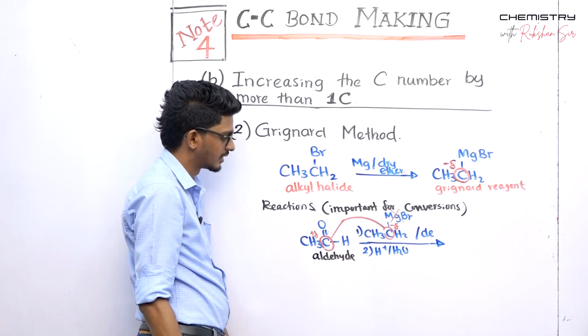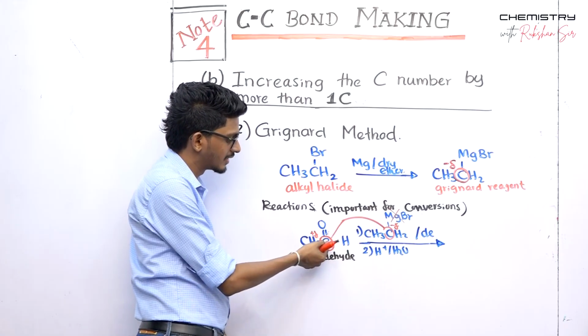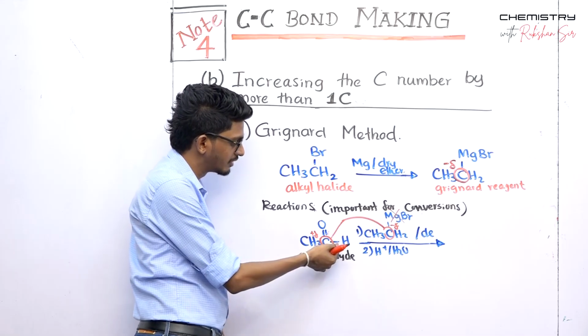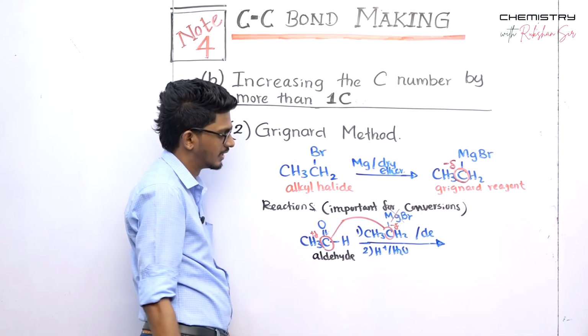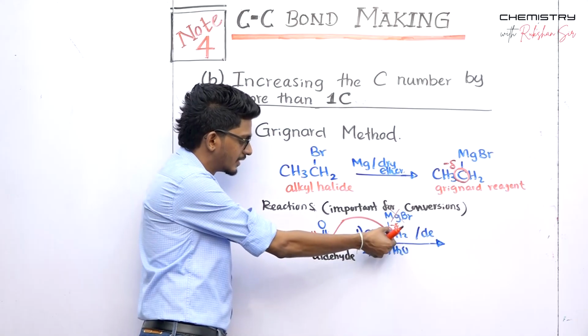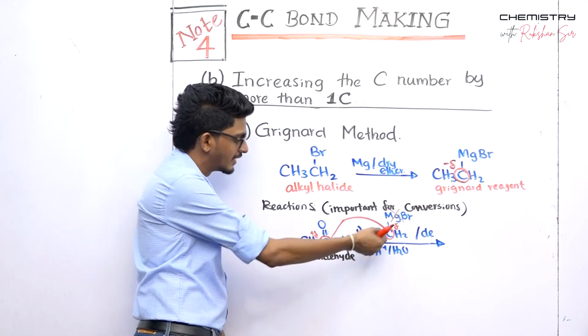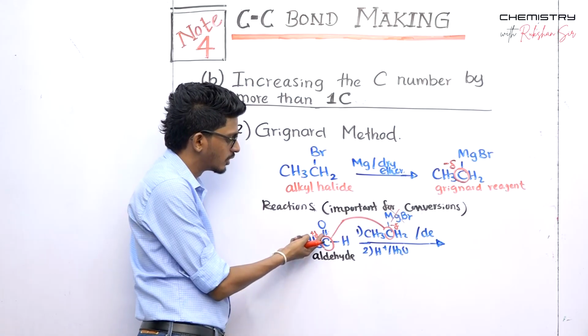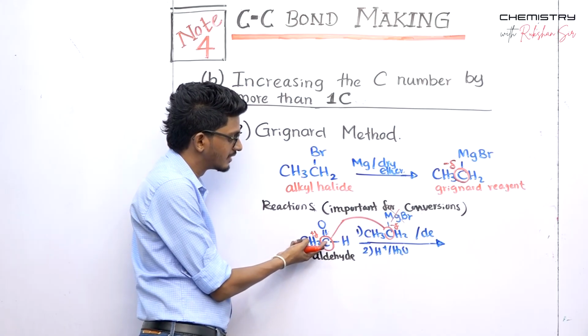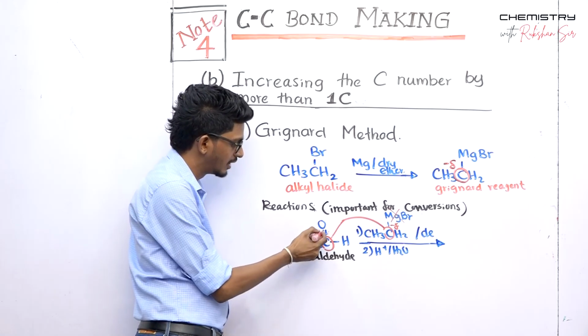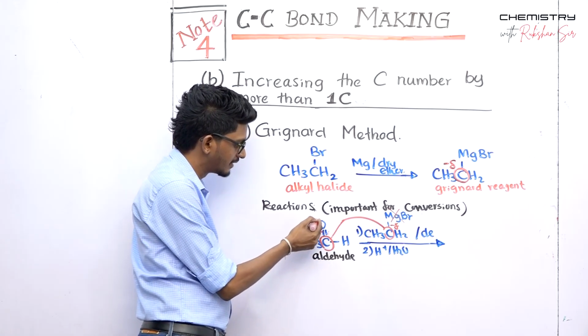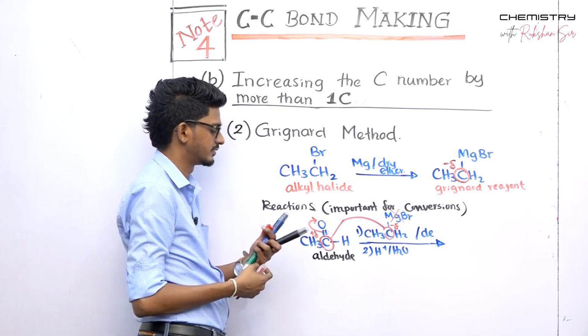Then what will happen? This carbon can't bear 5 bonds, no? Already that carbon is with 1, 2, 3, 4 bonds. So when this carbon comes towards the aldehyde to make a new bond, this guy has to release its weakest bond. That is your pi bond. So that pi bond will break like this.